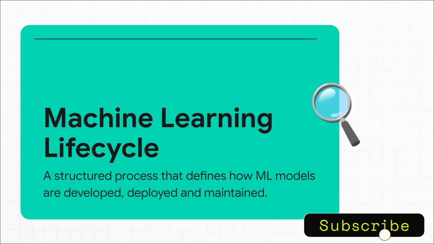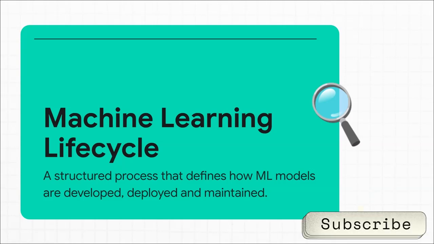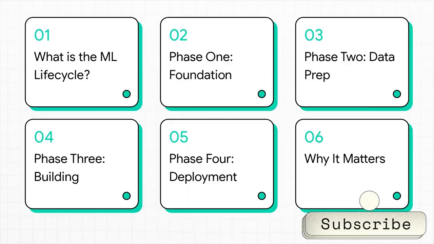The best way to think of it is as the official blueprint. It's the set of plans that engineers and data scientists follow to build AI that's reliable, accurate, and can scale up. So here's our game plan for today. We'll start with the what, then we're going to walk through the 4 key phases of the journey. We'll start with laying the foundation, then preparing our data, then building the actual model, and finally deploying it into the real world. And we'll wrap it all up by talking about why this whole process is so incredibly important.